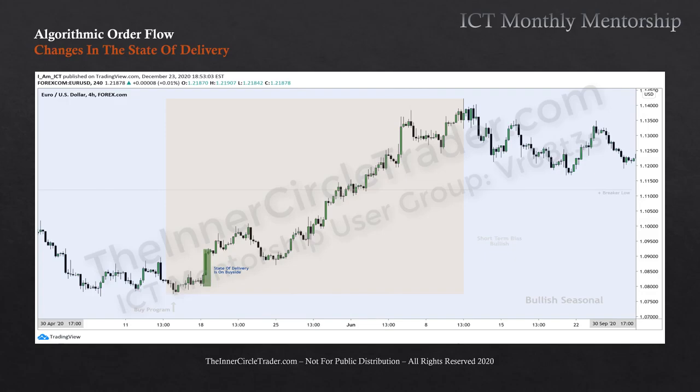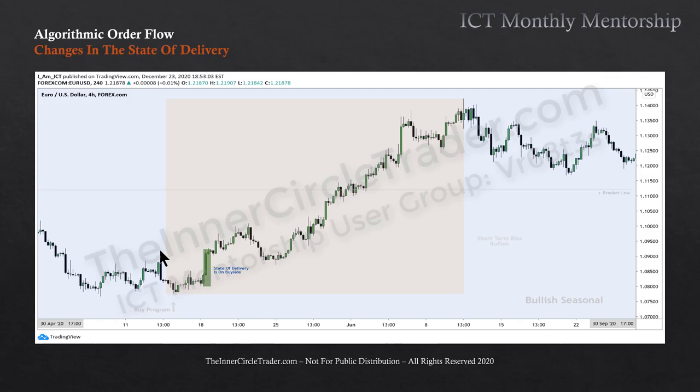Dropping down into the 4-hour chart, we're going to talk about the last level here, which is the state of delivery. In this area here, we have our first run on buy side liquidity over here. So the state of delivery is on buy side. So what does that mean? The candles are expanding on the upside with the expectation to run into levels of buy side liquidity. Now that might be sounding pretty obvious, and what's the big deal about that?